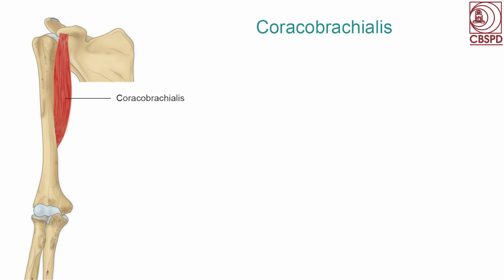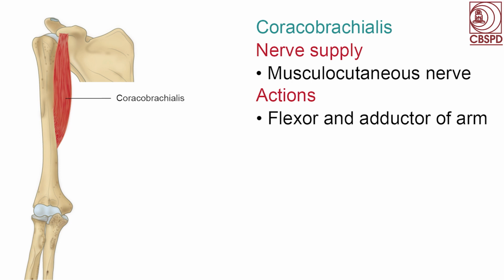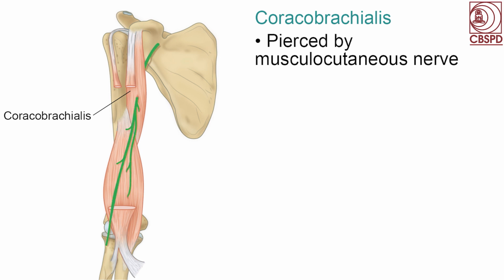Coracobrachialis is supplied by the musculocutaneous nerve. What are the actions of coracobrachialis? Coracobrachialis is flexor and adductor of arm. What are the peculiarities of coracobrachialis? The coracobrachialis muscle is pierced by musculocutaneous nerve.